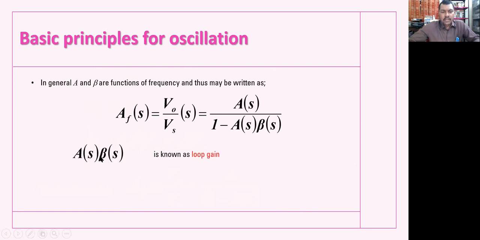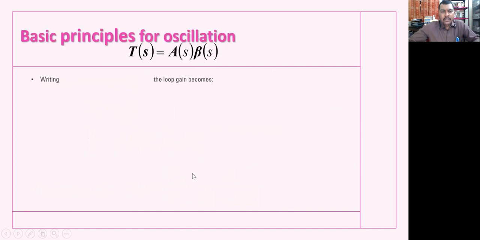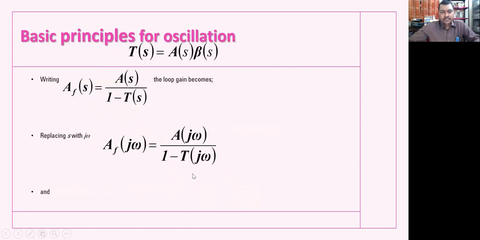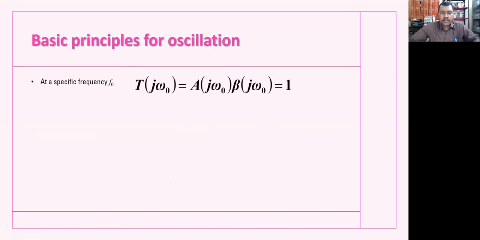So A V beta, A and beta, is known as the loop gain, and that should be equal to 1, unity. If you have got a chance to do the practicals on the Wein bridge oscillator and phase shift oscillator, you might know how to bring that gain equal to 1. So that is the basic concept of the Barkhausen.